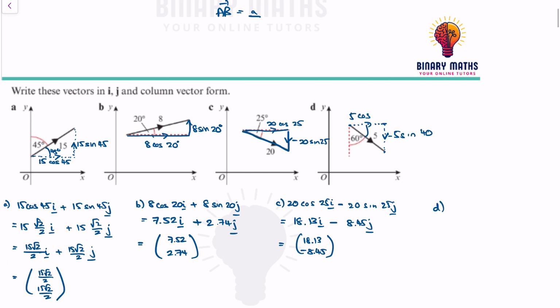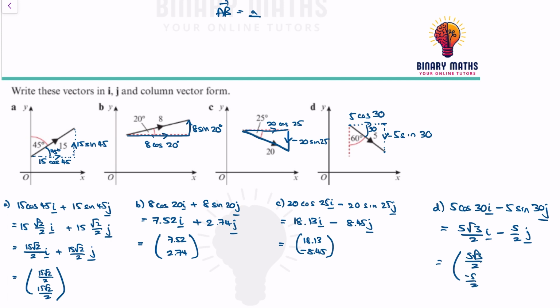I meant 30 here, because the right angle is 90, and 90 take away 60 is 30, so it's going to be 30 degrees. So it'll be 5 cos 30 i minus 5 sine 30 j, which is the same thing if I put into my calculator as 5 root 3 over 2 i minus 5 over 2 j. So in column vector form, there'll be 5 root 3 over 2 on top and minus 5 over 2 on the bottom.